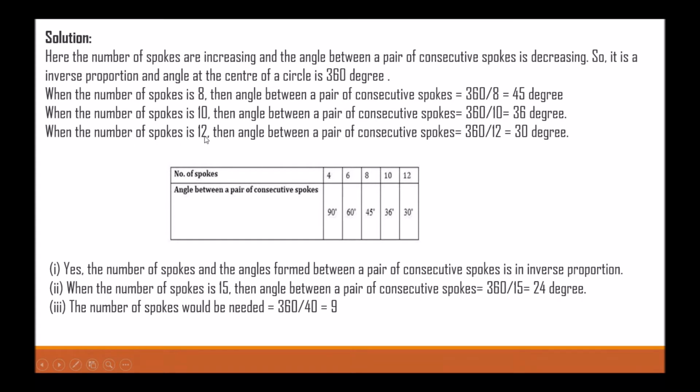When the number of spokes is 12, the angle between a pair of consecutive spokes equals 360 upon 12, that is 30 degrees. Yes, the number of spokes and the angles formed between a pair of consecutive spokes are in inverse proportion. When the number of spokes is 15, the angle between a pair of consecutive spokes is equal to 360 upon 15, that is 24 degrees. The number of spokes needed is 360 upon 40, that is 9.